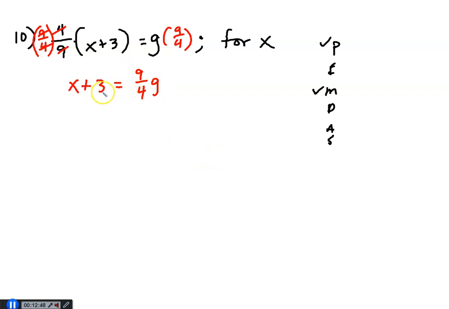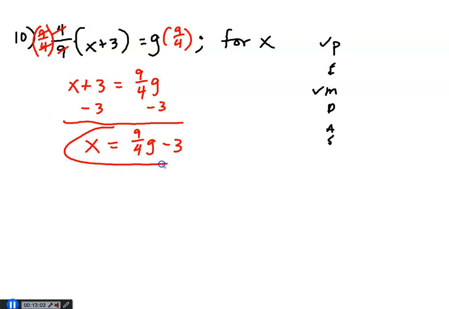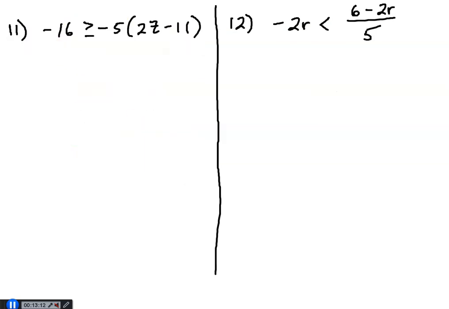Okay, and now all I have left is taking care of addition, undoing addition with subtraction. So these are really not too bad if you follow PEMDAS in reverse. And so there's my same equation, but now it's solved in terms of x instead of g. And that's the answer for number 10.